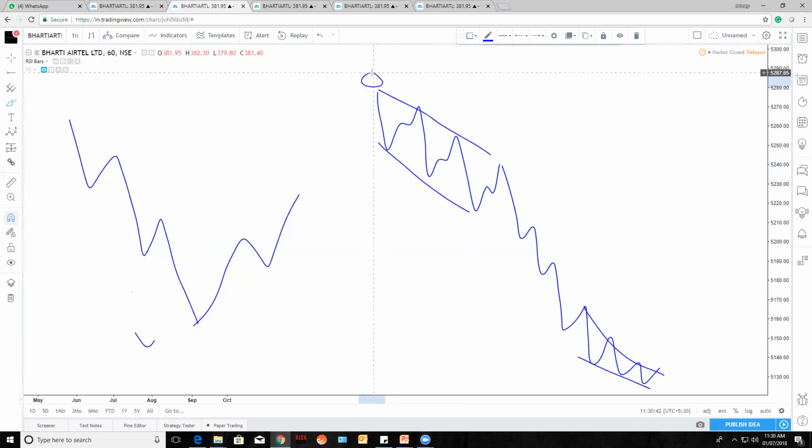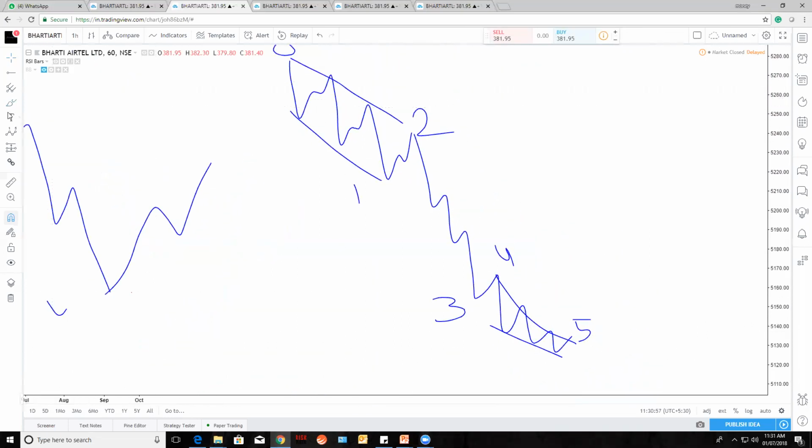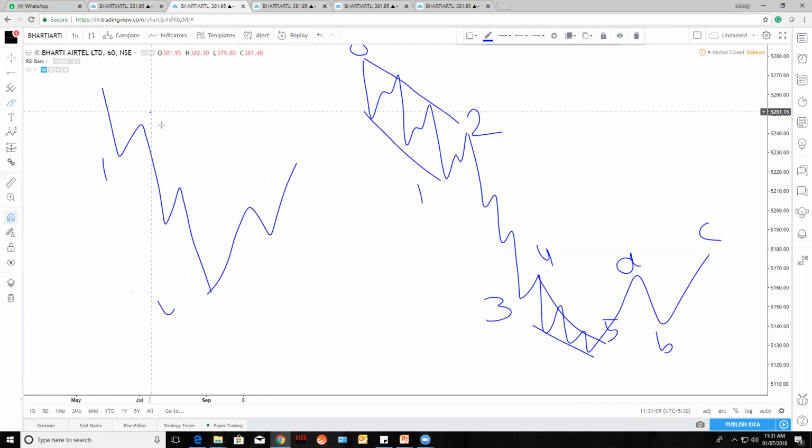So here it is 0, 1, 2, 3rd, and 4th. This is the 5th. Okay, followed by ABC. This is A, this is B, this is C. Same here: 1, 2, 3, 4, and 5, followed by A and B, and this is C. Got it? This is for the downside. This is how the impulse will look.